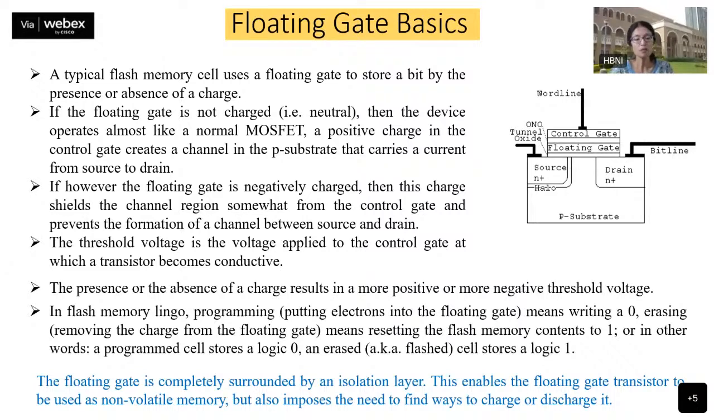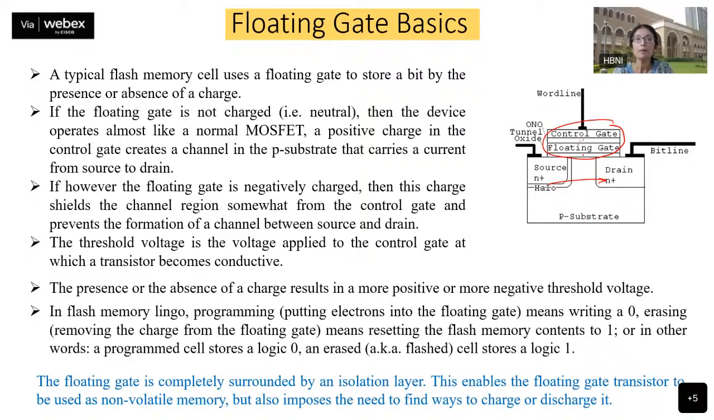In a typical flash memory, a floating gate is used to store a bit by the presence or absence of a charge. If the floating gate is not charged, then the device will operate almost like a normal MOSFET. A positive charge in the control gate creates a channel in the P substrate that carries a current from the source to the drain.